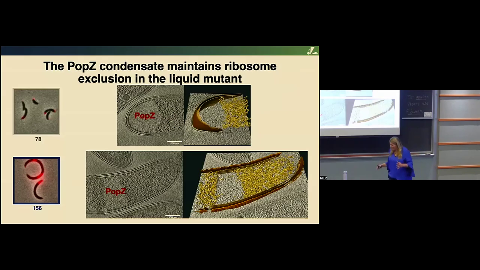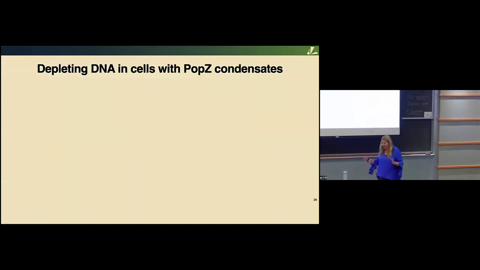So there is this relationship between the different condensates in the cell. And I'm going to go to this idea a little bit deeper; this is something I didn't show before. What actually maintains POP-Z at the pole, and why is it there?